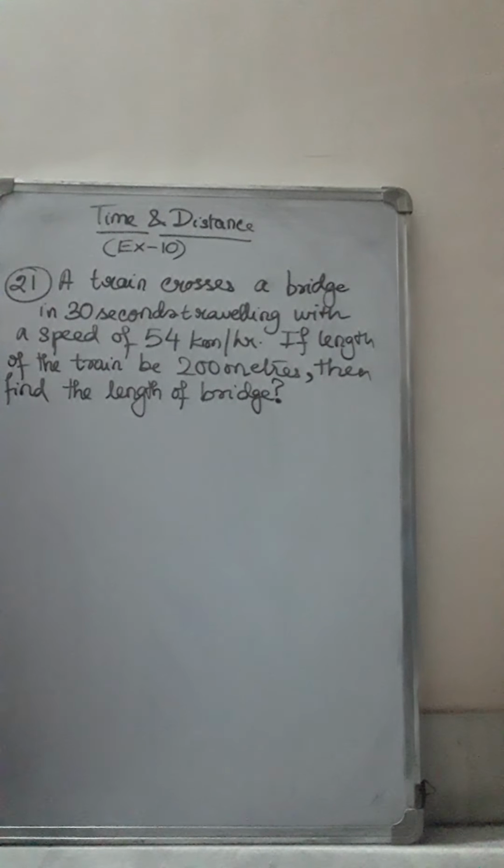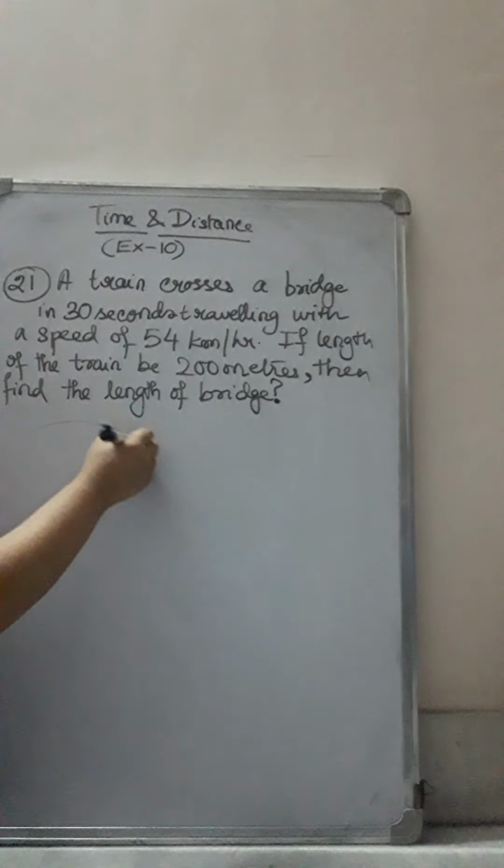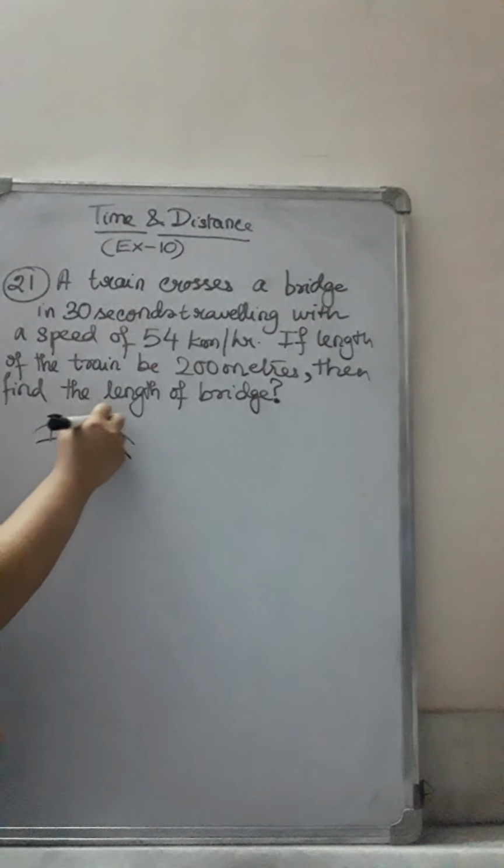Class 7, we are continuing with the time and distance exercise 10, sum number 21. I have already discussed that when a train or bus crosses a standing object, it only covers its own distance, so the distance travelled is equal to the length of the train. Now, in question 21, the train is crossing a sleeping object. Suppose this is a bridge.